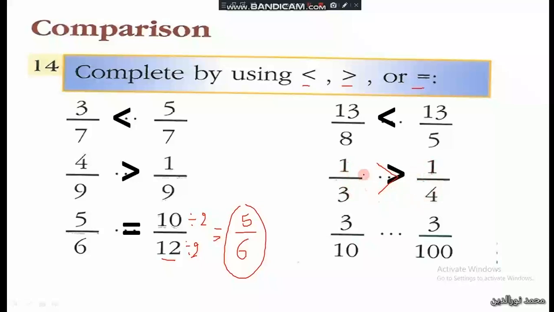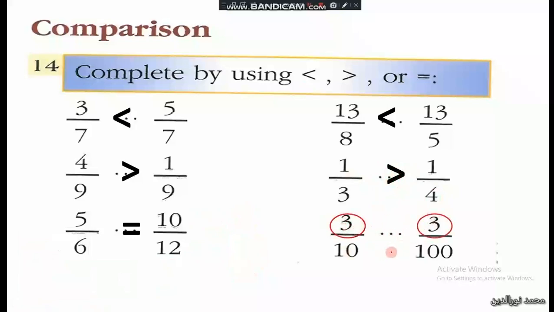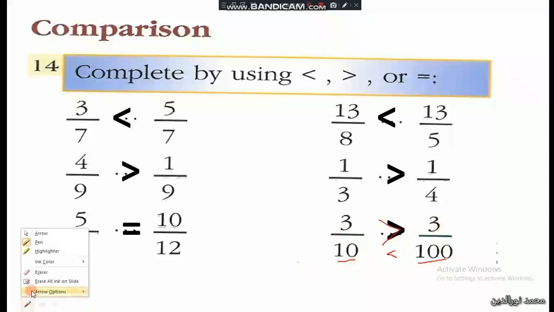So in the case they have the same numerator, we look at the denominator. The greater denominator gives the smaller fraction. So it's inverted in this case. Another time, same numerator 3, we look at the denominator. 100 is greater than 10, so in the fraction it's inverted, so 3 over 10 is greater than 3 over 100.